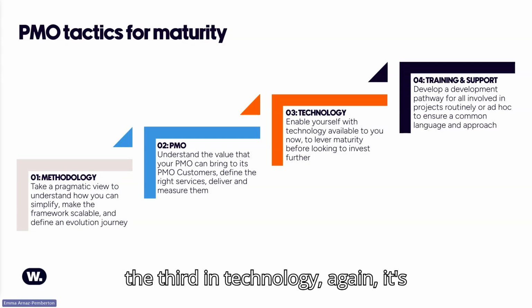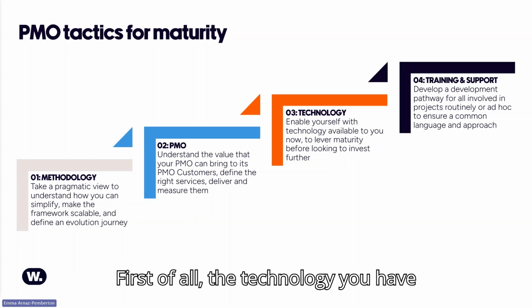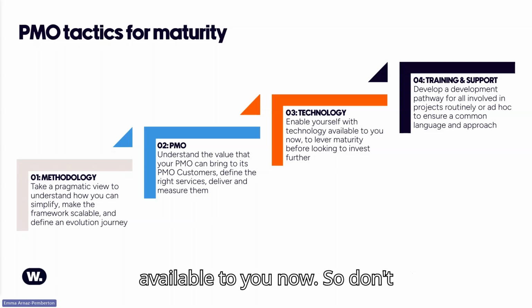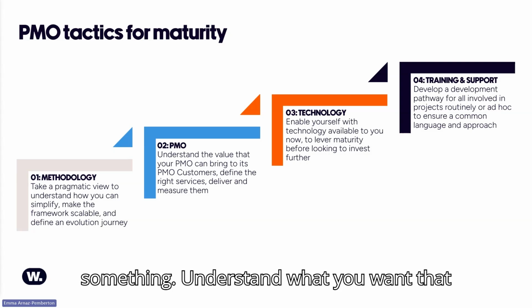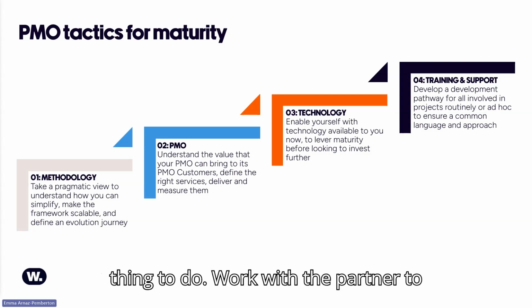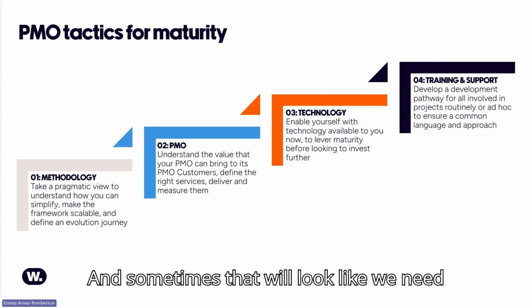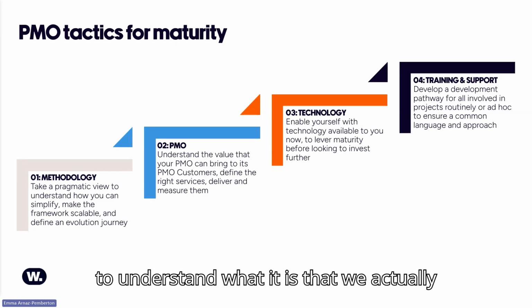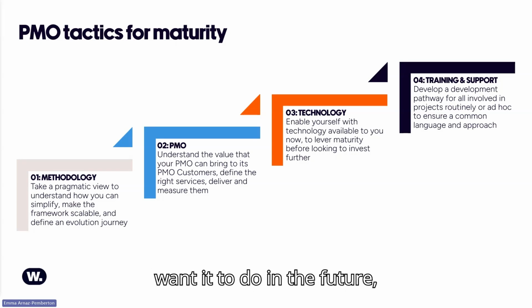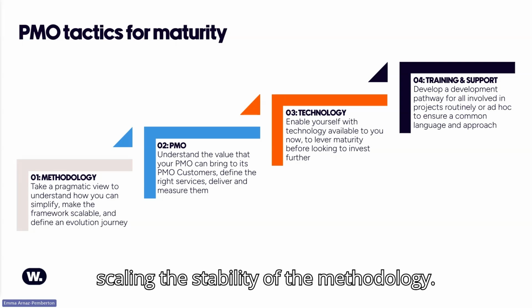When it comes to the third, technology, again, it's about enabling ourselves with technology. First of all, consider the technology you have available to you now. So don't necessarily go straight into buying something. Understand what you want that thing to do. Work with a partner to really define what your requirements are. And sometimes that will look like we need to continue with the tools we've got now to understand what it is that we actually want to do in the future, considering that pragmatic view, that scalability of the methodology.